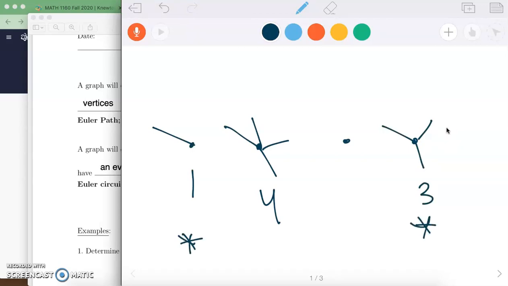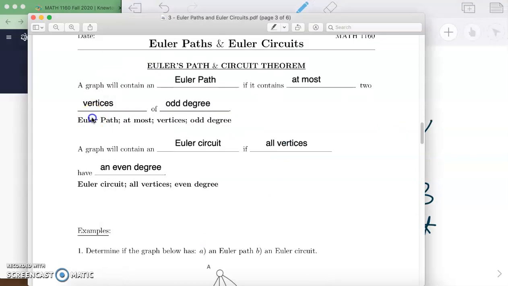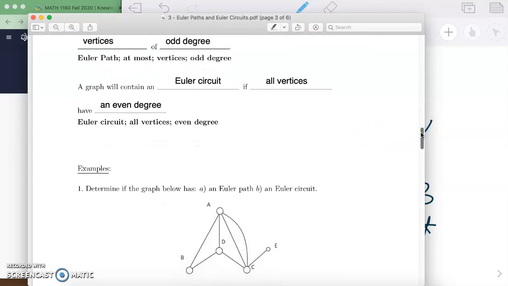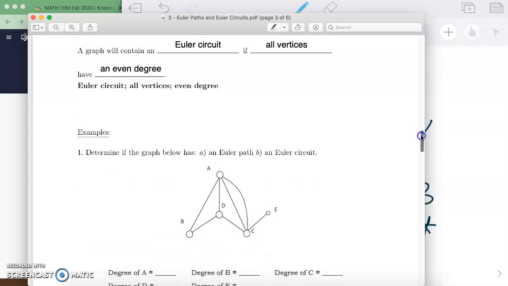So what we're saying is if you have a graph with at most 2 vertices with an odd degree, an Euler path does exist. A graph will contain an Euler circuit if all vertices have an even degree. So that's saying that all of them have to be even. You can't have any with an odd degree.